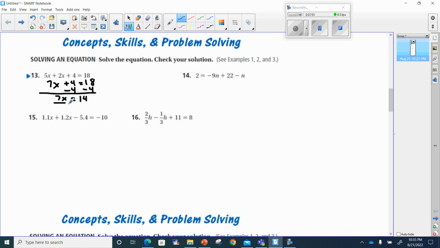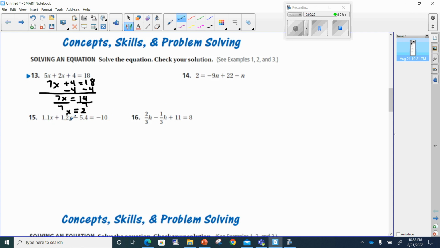Now I'm going to divide 7 away from 7x. That's going to leave me x all by itself. Whatever I divide from one side, I divide from the other. 14 divided by 7, that's 2. All right, let's go on down to number 15.